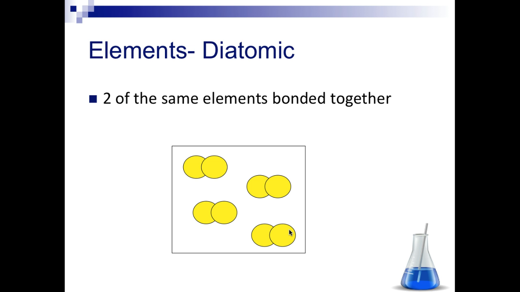A diatomic element are two of the same elements that are bonded together. So these yellow spheres here, since they are overlapping, that is signifying that they're bonded together. And since they're the same color, that means that they are the same element.